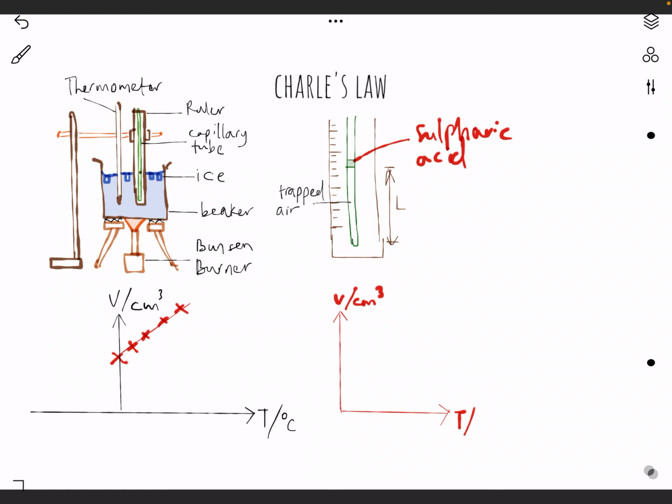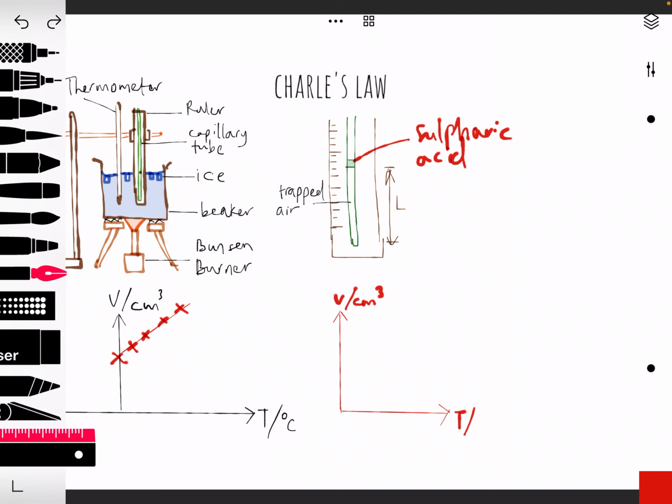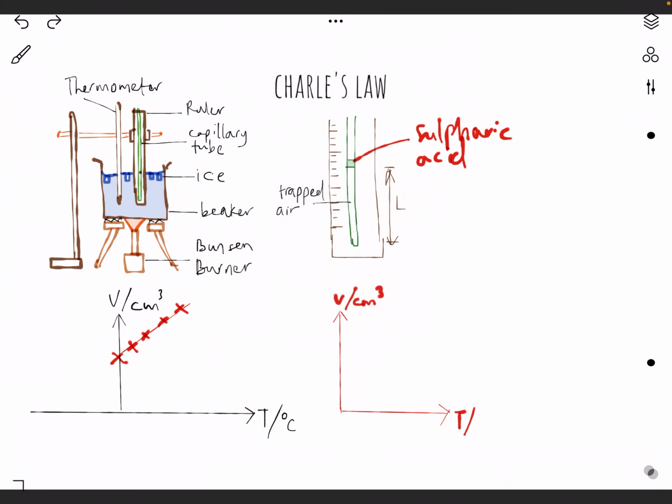Before we go on, let us talk about the hypothesis of the experiment. The higher the temperature, the larger the volume of the gas. You should write the hypothesis in your notebook. And what about the manipulated variable? The manipulated variable is the temperature, because we heat it up. And our responding variable is the volume. The volume is represented by the length of the column of air. So this is our responding variable.